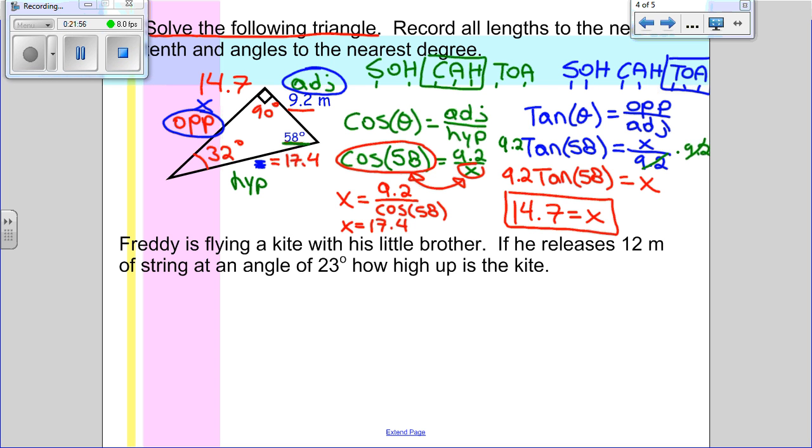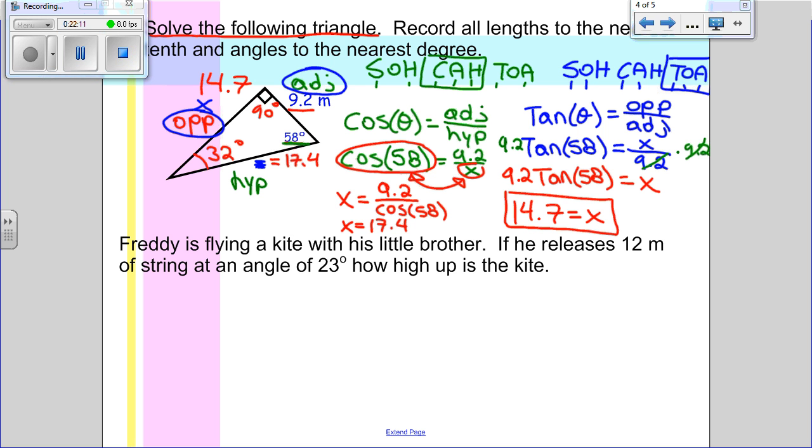But we're going to read this problem. So it says, Freddie is flying a kite with his little brother. If he releases 12 meters of string at an angle of 23 degrees, how high is the kite? Well, I'm going to draw this out. Okay, I've read it once, now I'm going to read it again, and I'm going to draw it.